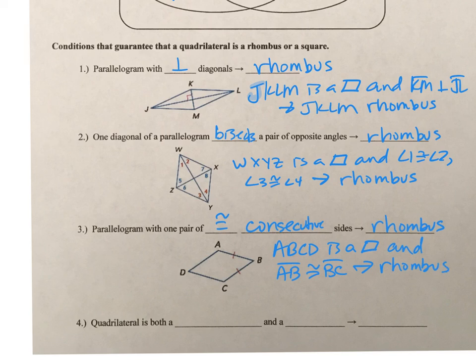Okay? And then last but not least, and as we saw above in the Venn diagram, if we have a quadrilateral that is both a rectangle and a rhombus, then we may conclude that that quadrilateral is a square.